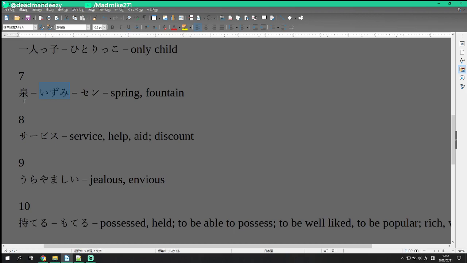Sen or izumi, a spring or a sen or izumi, spring, spring or sen, honey izumi, spring or.